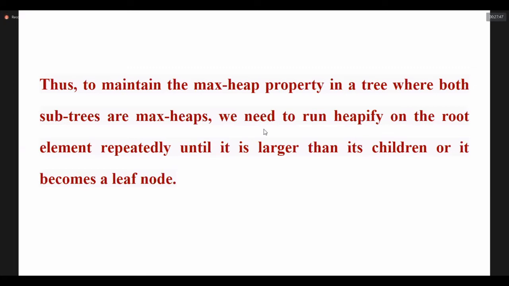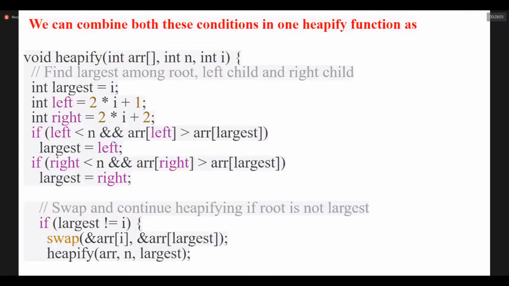To maintain the max heap property in a tree where both subtrees are max heaps, we need to run heapify on the root element repeatedly until it is larger than its children or it becomes a leaf node. This is the process.